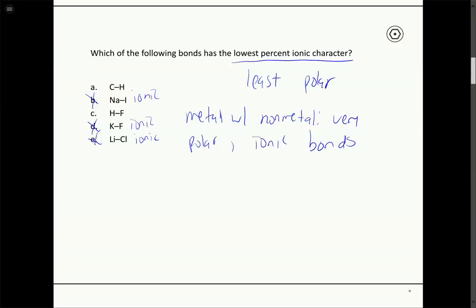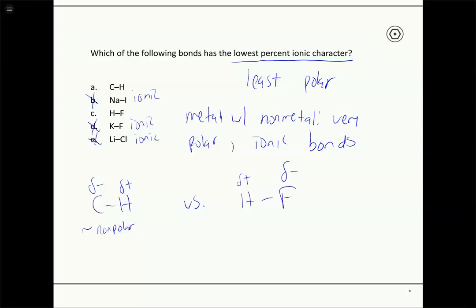So now we just have to really look at the two covalent bonds, CH versus HF. And again, we have a situation where they have the same atom in each of them, a hydrogen, and in both cases, hydrogen is going to be delta plus. So as we saw last time, CH is pretty much nonpolar, almost nonpolar. Slight partial positive charge on hydrogen, slight partial negative on carbon. And then HF, fluorine is the most electronegative atom on the periodic table, so this is going to have a very large partial negative charge on fluorine and a very large partial positive on hydrogen.